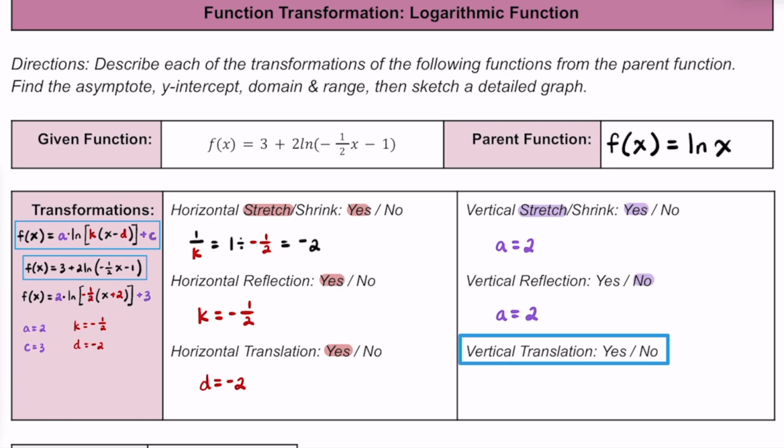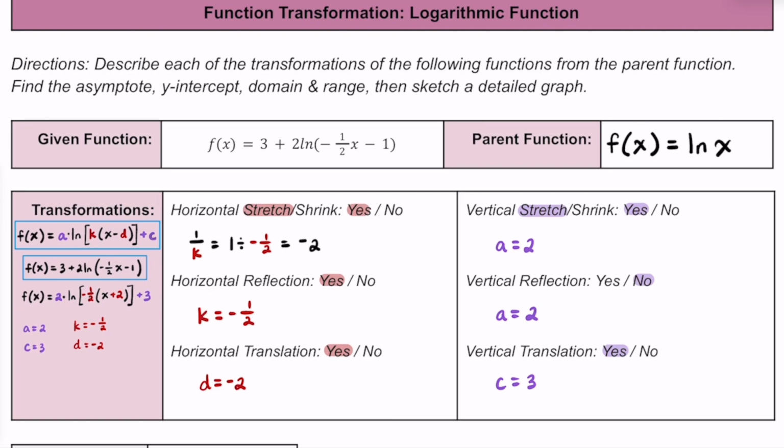Finally, for the vertical translation, that's going to be up and down movement, we're going to say yes for this particular problem, and that is dependent on the value of c. So if c was 0, then we would have no vertical translation, but since c is equal to positive 3 here, then this whole function is going to be moving up 3 units compared to the parent function.